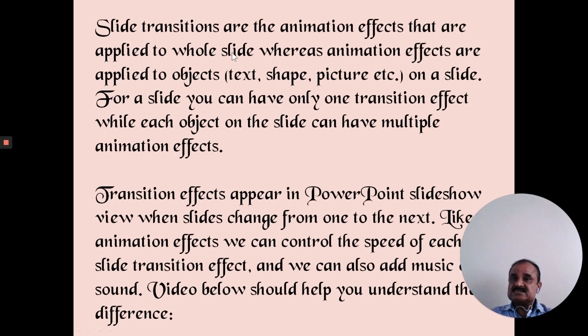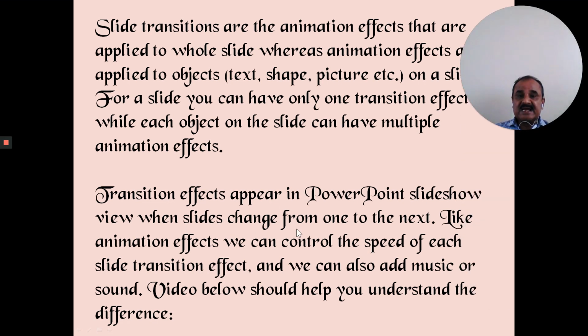Slide transition. What is slide transition? Slide transitions are animation effects that are applied to the whole slide, whereas animation effects are applied to the objects of the slide, like text, shape, picture, etc. For a slide, we can have only one transition effect, while each object on the slide can have multiple animation effects.